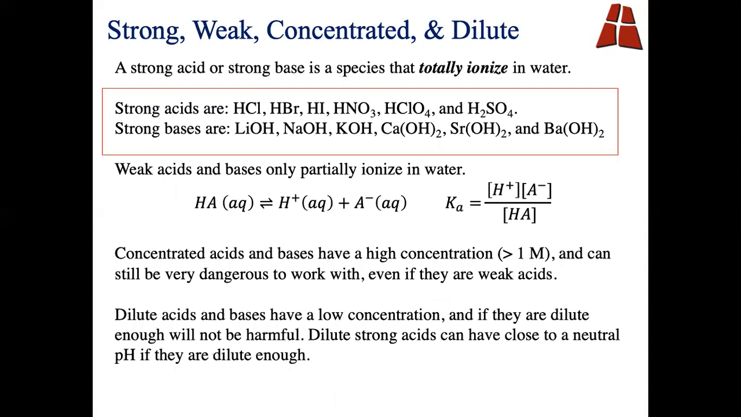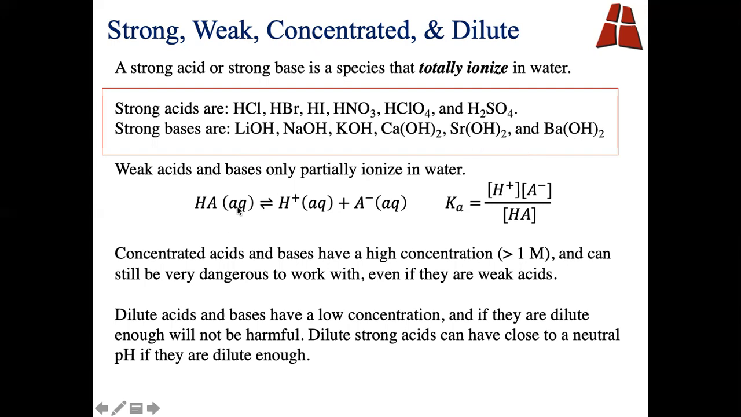Probably the only thing I suggest that you memorize and just definitely know are the strong acids and strong bases that are listed here. So these are species that will totally dissociate when dissolved in water. So our strong acids are HCl, HBr, HI, HNO3, which is nitric acid, HClO4, perchloric acid, and H2SO4, which is sulfuric acid. Our strong bases are things that are in the first column of the periodic table, so lithium, sodium, potassium, and their hydroxides. And then the second column of the periodic table, calcium hydroxide, strontium hydroxide, and barium hydroxide.